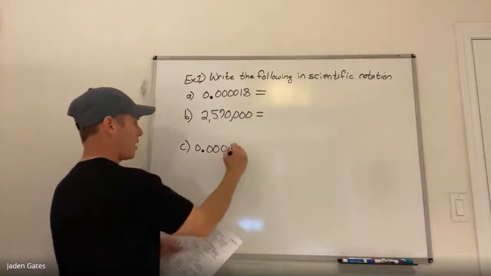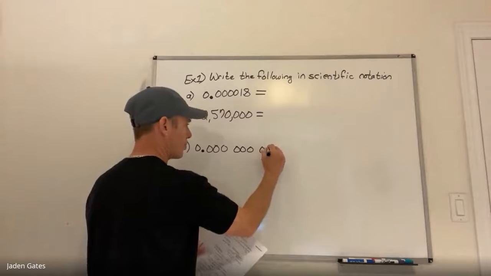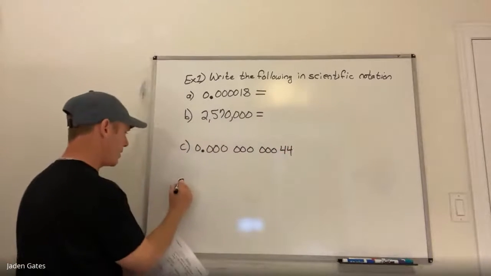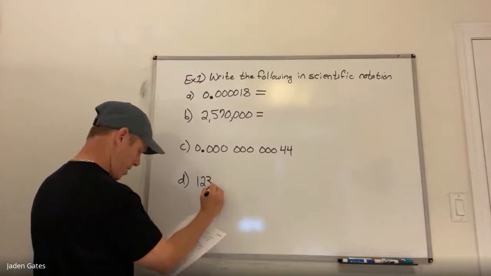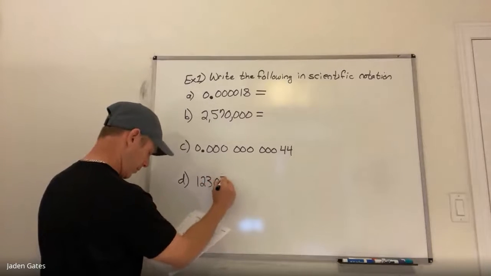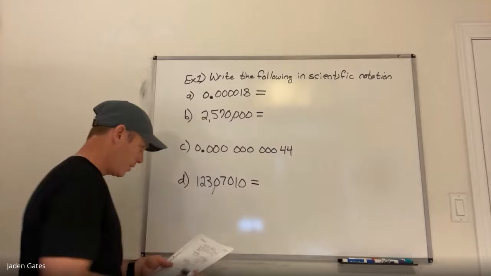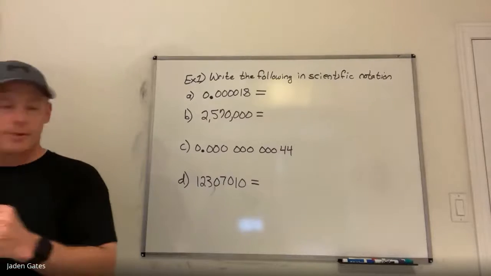All right, so let's see. Let's write down a bunch of zeros here. Nine zeros, in fact, and then we'll go 4. And then D, we got 1, 2, 3, 0, 7, 0, 1, 0. There we go. All right, so we're going to flip all these numbers into scientific notation.